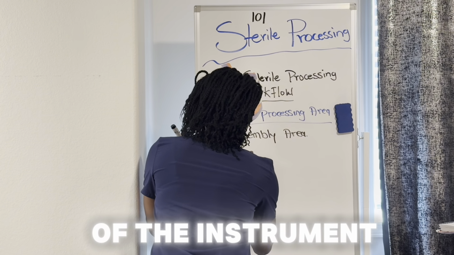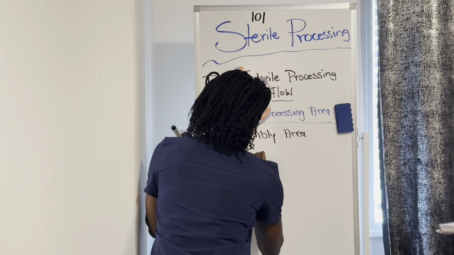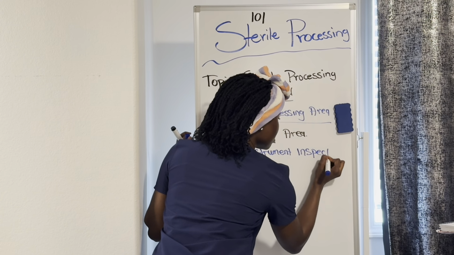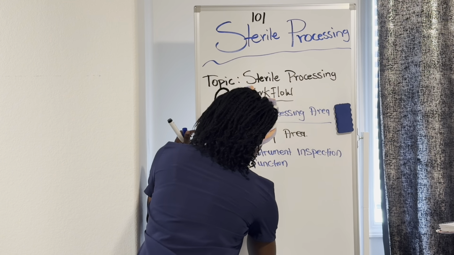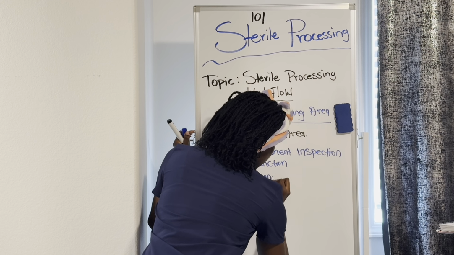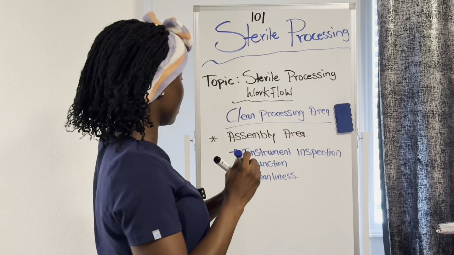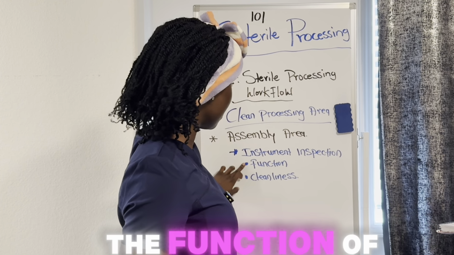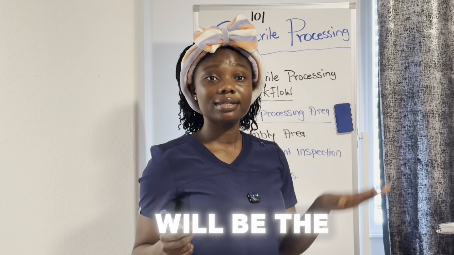Looking for cleanliness of the instrument. Instrument inspection. So this is why the assembly area does instrument inspection: the function of the instrument, whether the instrument is functioning well, and the cleanliness of the instrument. So our next step after this would be the sterile storage area.